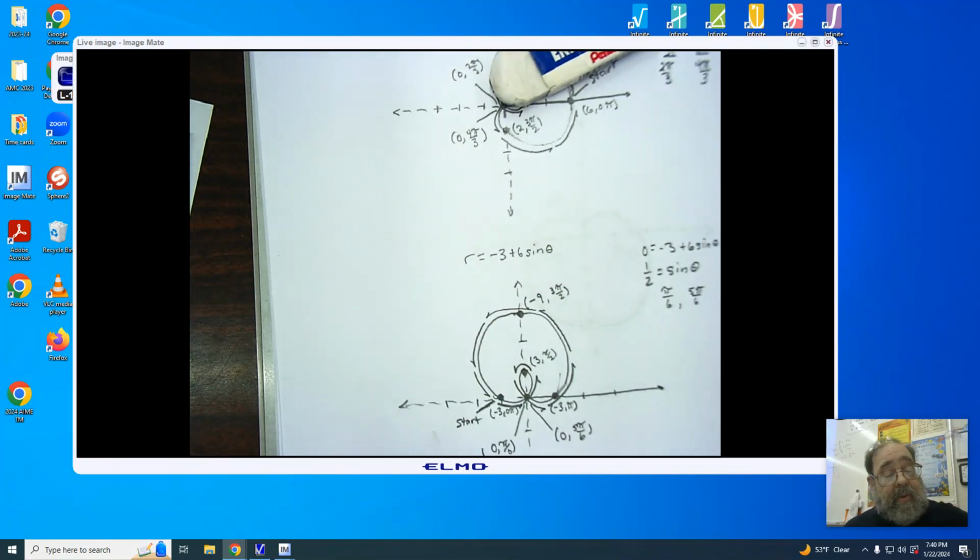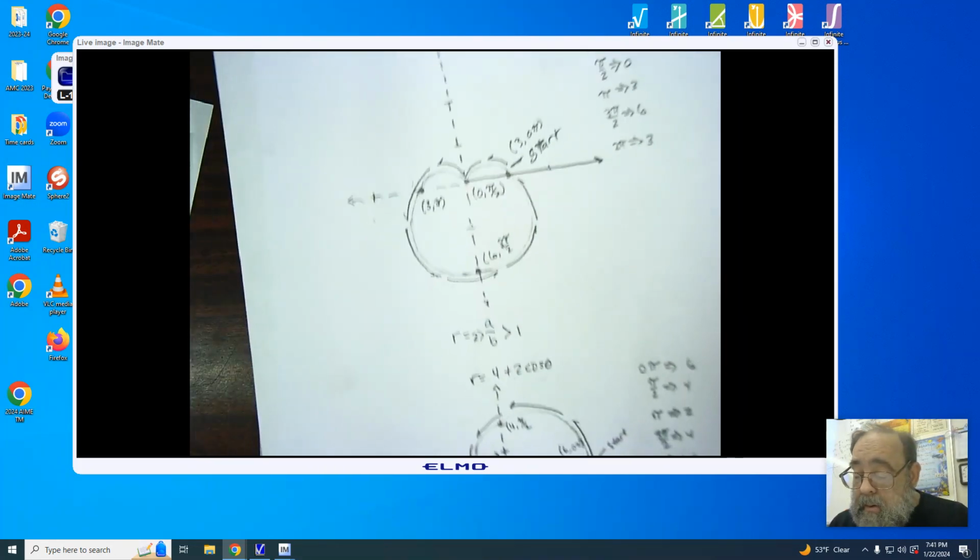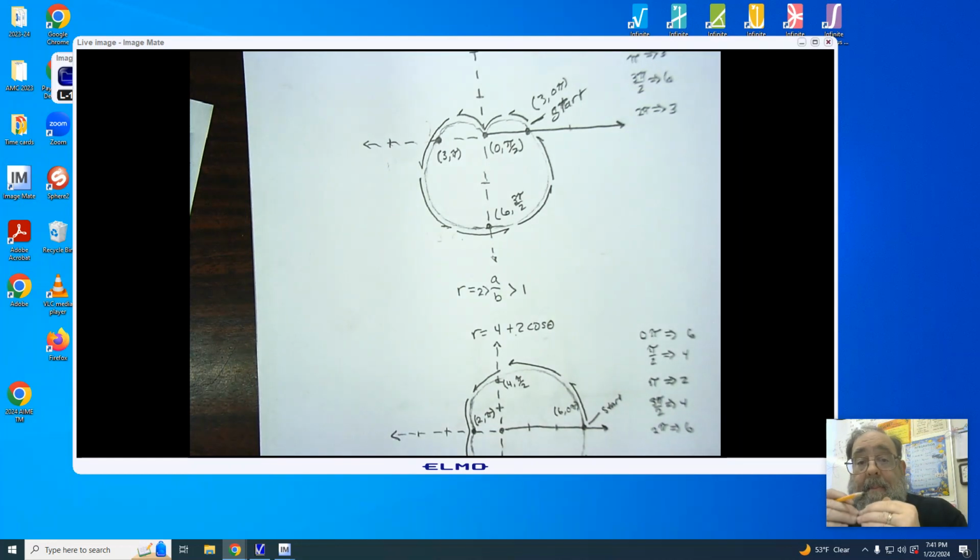Now, when we're dealing with the convex, the only difference is instead of us having that dimple, it's actually going to kind of pop it out. We're going to have a curve. Please remember, it's differentiable, okay? And you're going to want to try that on your own.